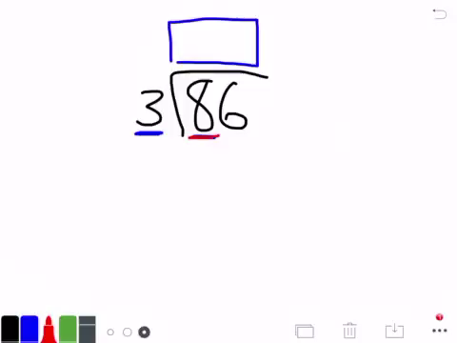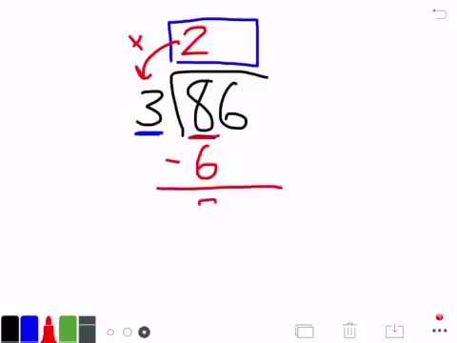Well, just like in the previous video I showed you to list multiples, you could count 3, 6, 9. Well, 3 groups of 3 would be 9. I only have 8. That means I could only make 2 groups of 3. Then I would multiply my second step. 2 times 3 would give me 6. I subtract for my third step. 8 minus 6 is 2.